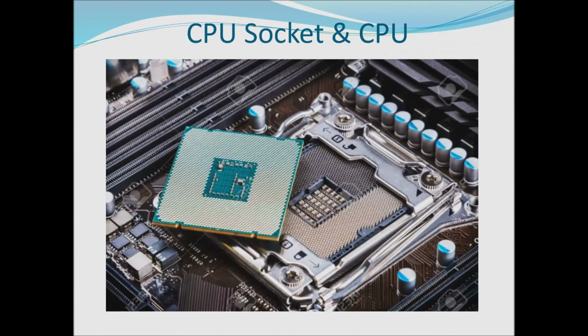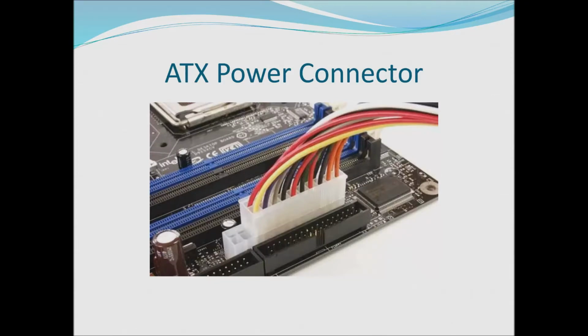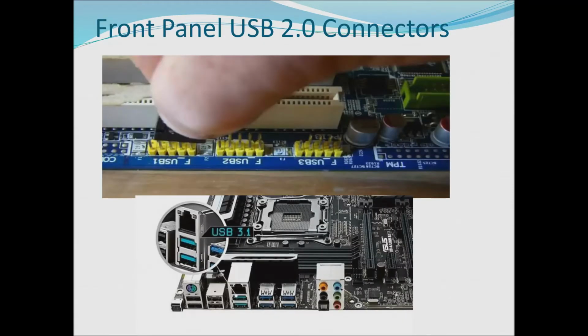And this is a CPU. This CPU we can insert in this CPU socket on the motherboard. This is called the ATX power connector. This is used to supply the main power to the motherboard from the SMPS in the computer. Here we can see front panel USB 2.0 connectors and also 3.1 version connectors. By using these USB connectors, we can connect USB based input and output devices to our computer.